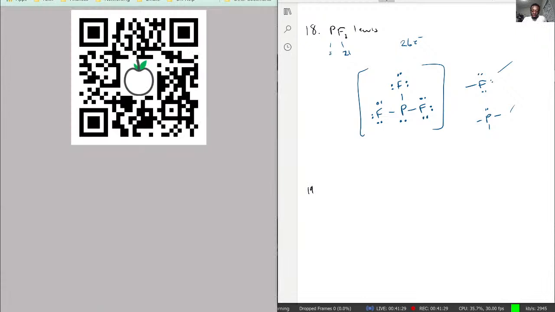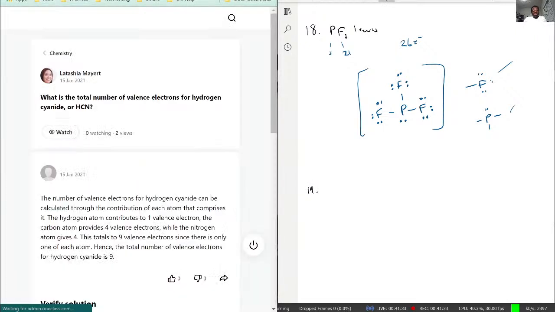Question 19. So question 19 is asking, what is the total number of valence electrons for hydrogen cyanide, or HCN? Total valence for HCN. So for this, we kind of need the Lewis structure then, if you think about it. Or do we? Maybe we don't.